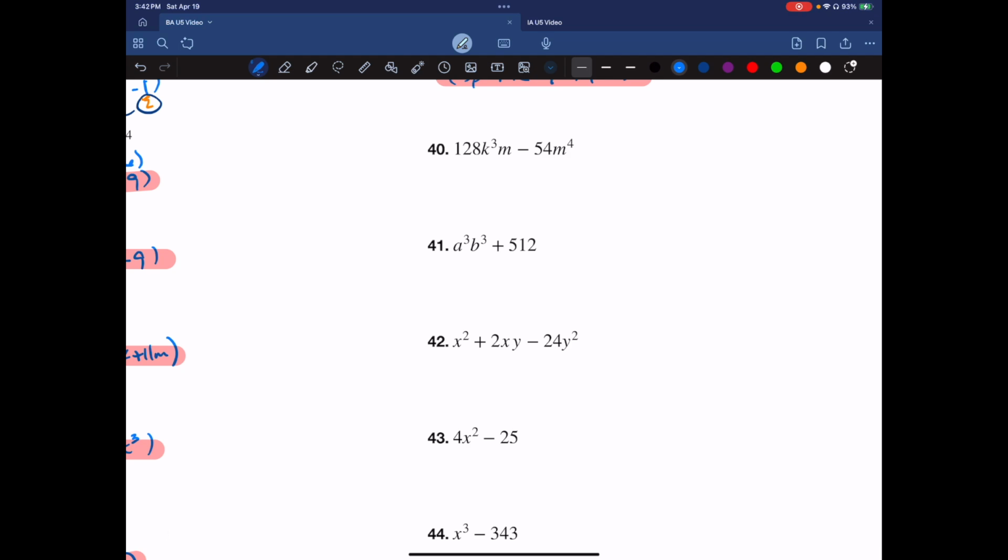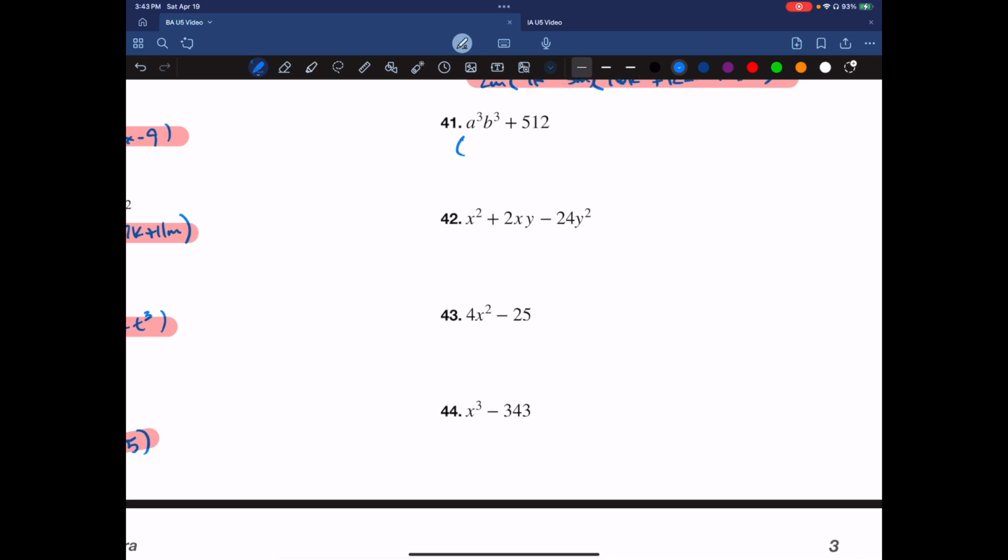On 40, you have the exact same thing, but you're going to take out a GCF before you do it. So you can take out a 2m, and that's going to give you 64k cubed minus 27m cubed. Okay, so it's 2m. The cube root of 64 is 4k, not the square root, cube root. That's going to be 4k minus 3m. Then square your first term, that's 16k squared. Multiply the two terms together, that's going to be 12. I'm going to add this time, so it's going to be 12km. And then square my last term, plus 9m squared.